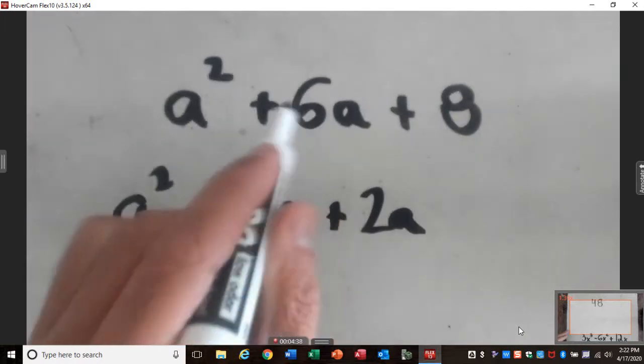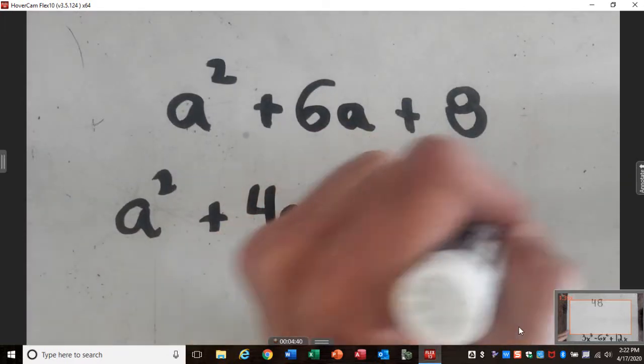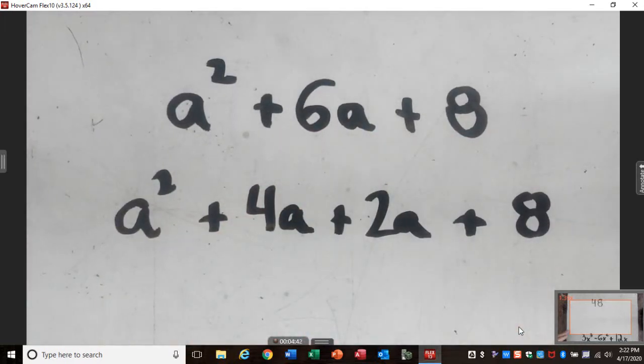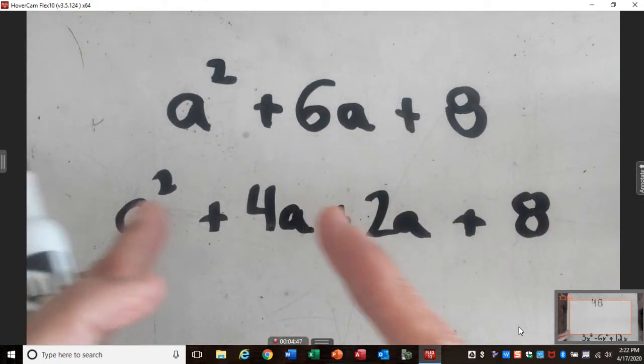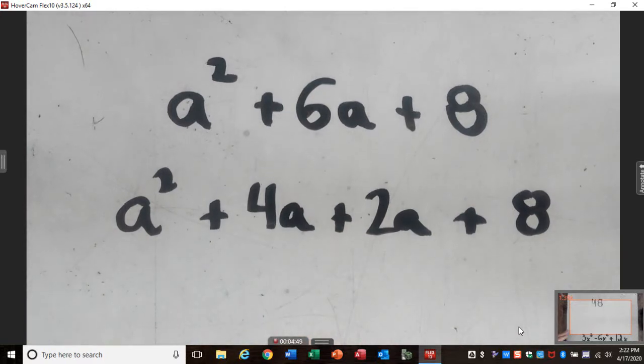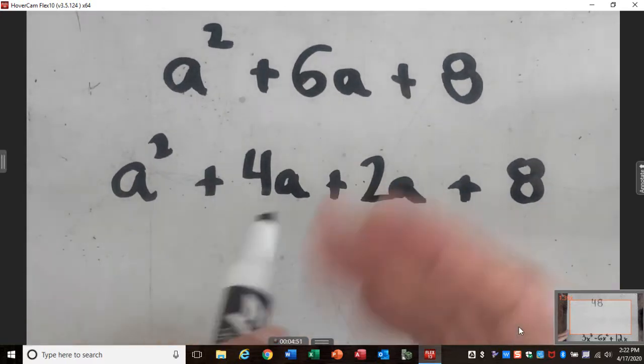See, when you add those, you get 6a. So I'm writing the exact same expression. I'm just breaking it down into 2 parts. So we've got part 1 here and part 2 here. And now what we're going to do is break down just this part.